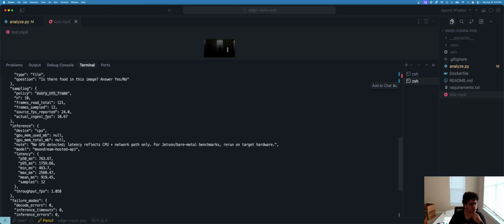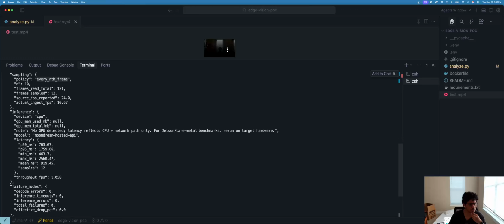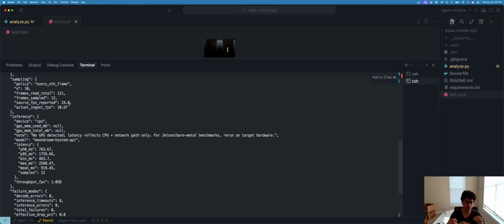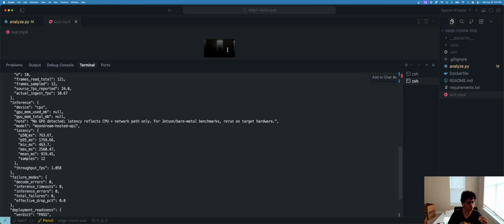And you can see some really curious metrics here. For example, this worked pretty well. It was pretty quick, but the source FPS reported, which is the number of frames per second of this video, is 24, but the actual ingest FPS, which is the number of frames that were able to be pre-processed and then sent over to my actual model, was only 10.67. So if I was deploying a model, this is something I'd want to optimize. You can also see your P50 and your P95 latencies, which is basically, if you were a 95th percentile user, what sort of latency could you expect while processing each frame.